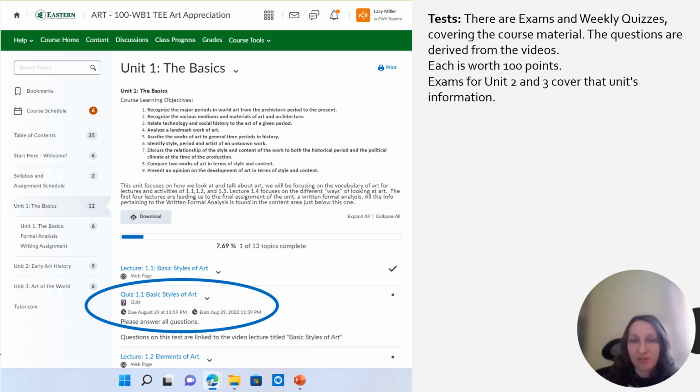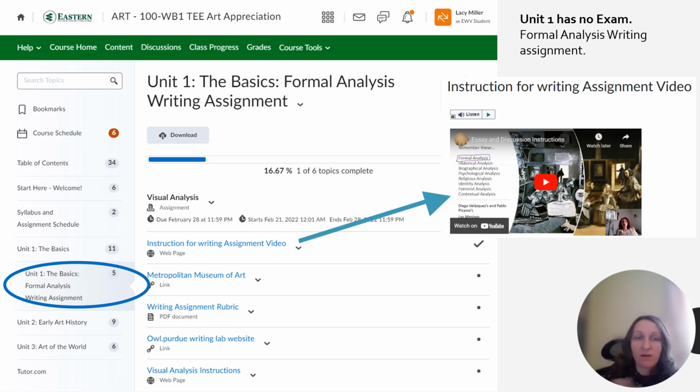And then, oh, look at that. There's a slide that talks about the exams. Each exam or each quiz is going to be worth 100 points. There are then two cumulative exams that go throughout the semester. All right. Then there's also a written assignment. This is at the end of Unit 1. It's kind of like your exam for Unit 1. You could think of it that way.